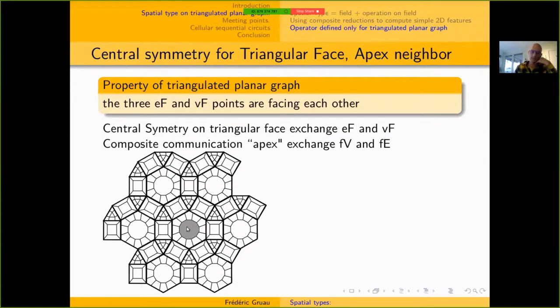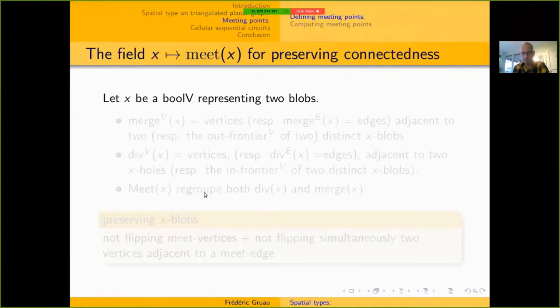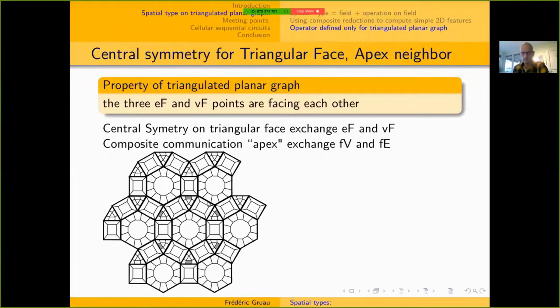between each vertex with its apex edge, not the edge immediately adjacent, but the one here. By first doing a broadcast, then a transfer to the face, then a central symmetry, then another transfer, and then a reduction on the edge. So this will work only for maximal planar graphs.